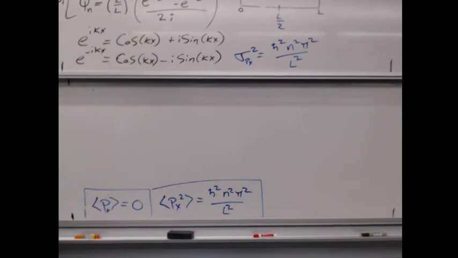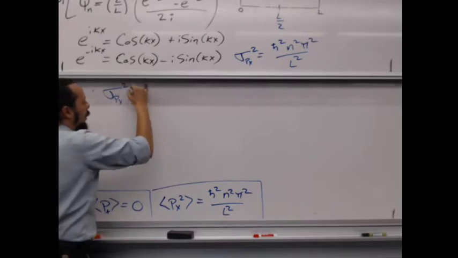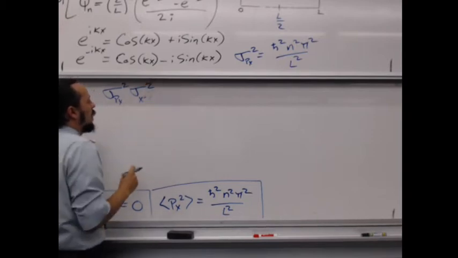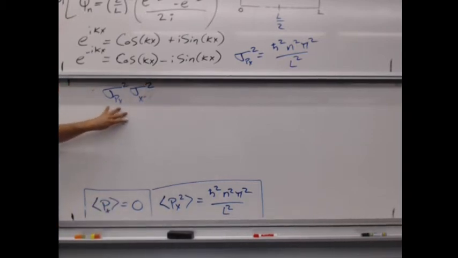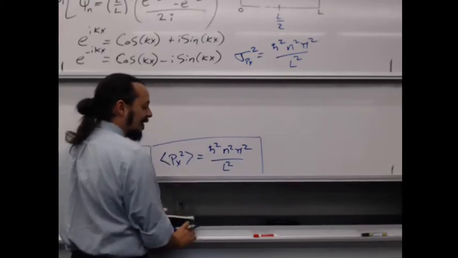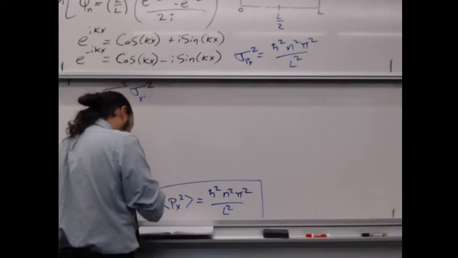So what I'm going to do to illustrate something interesting is take the variance squared with respect to momentum and the variance squared with respect to position, multiply them together, and what I'm going to get is some function that no longer depends on the size of the box.